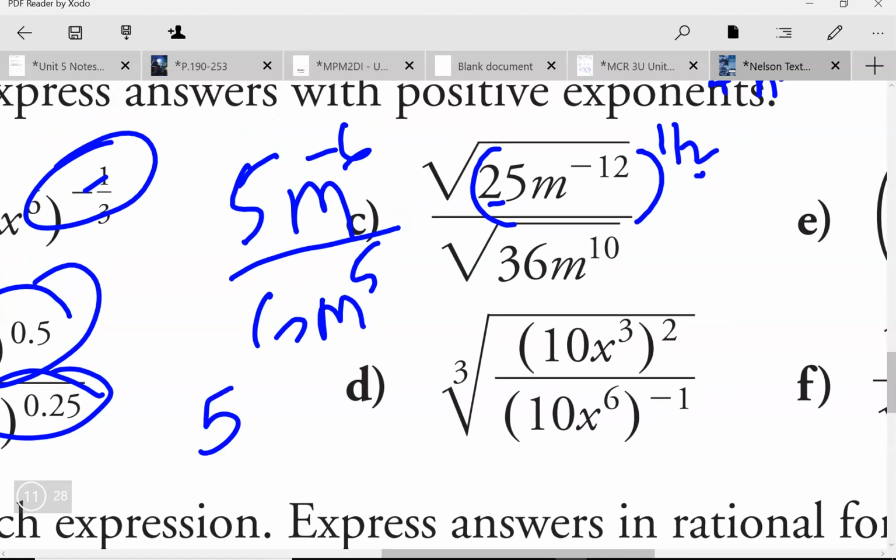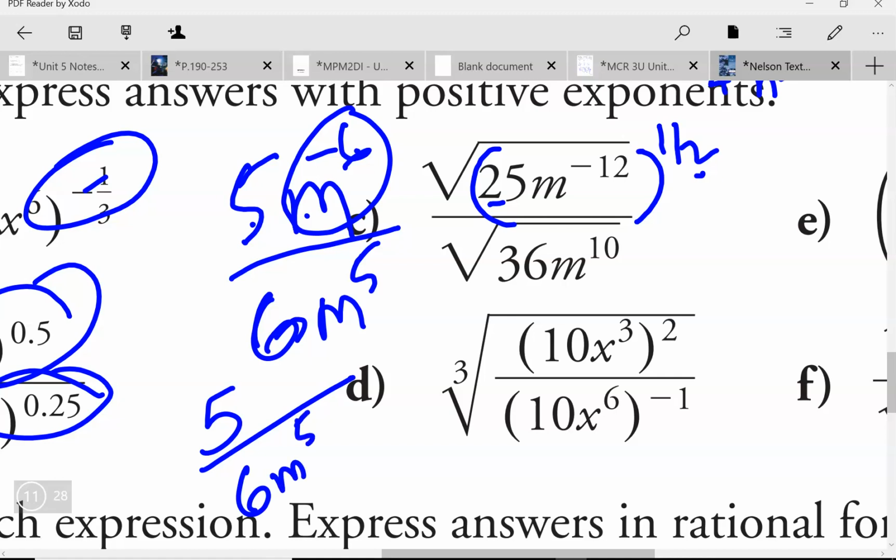So again, m to the power of negative 6, this is the base, which has a negative exponent. I'm going to leave everything else in the numerator, and I'm actually just going to bring m to the 6 to the denominator, which makes it m to the positive 6, and this I'm going to combine as 5 over 6m to the 11.